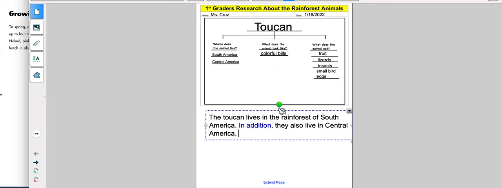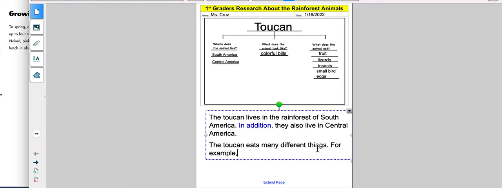Now, what does the animal eat? The toucan eats many different things. Notice how I didn't start by telling you what they eat. There's a reason for this. So the toucan eats many different things. This is a perfect place to use the linking word, for example. Now I'm going to give you examples of all the different things that they eat.